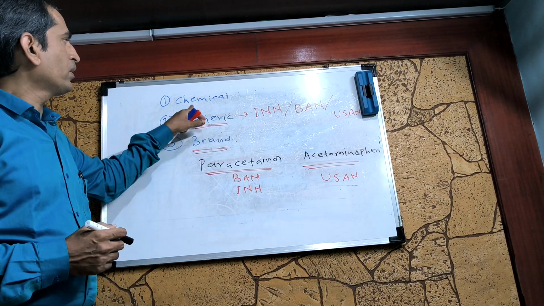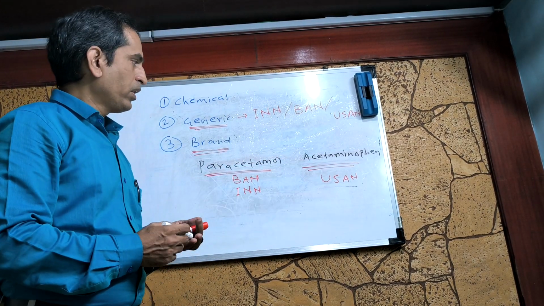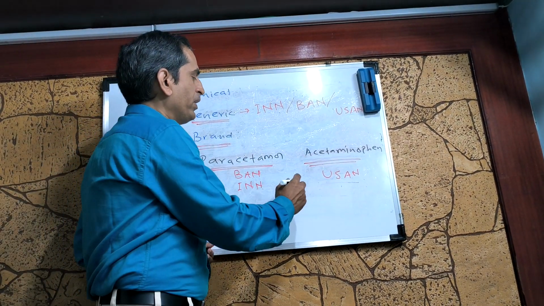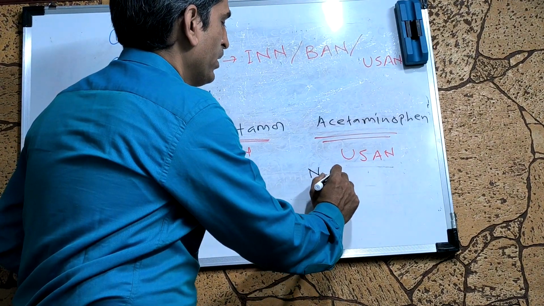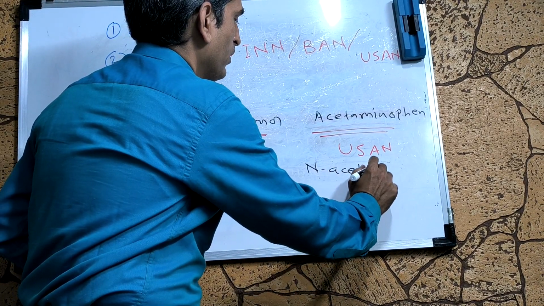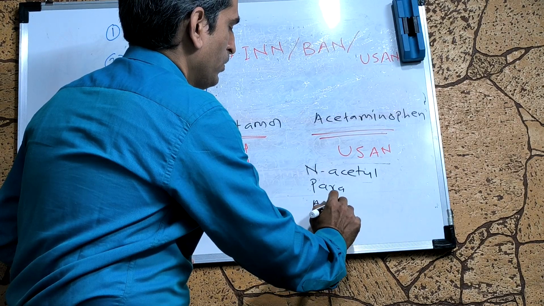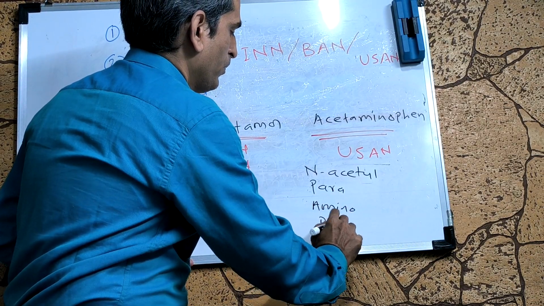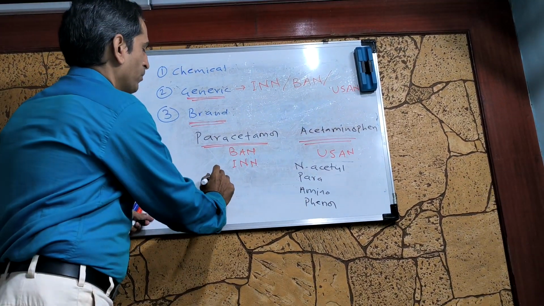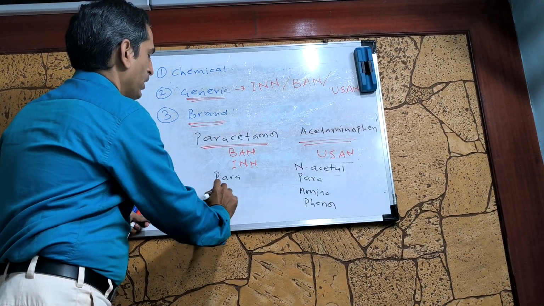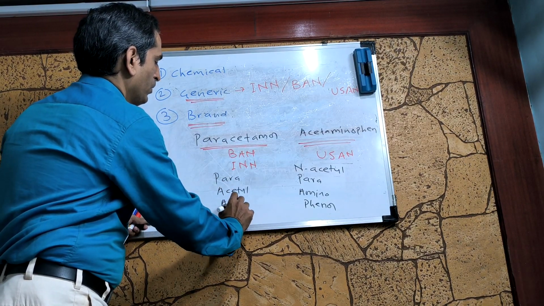Now let's discuss the chemical name of paracetamol or acetaminophen. It seems that the name acetaminophen is derived from the chemical name. Its chemical name is N-acetyl para aminophenol. This chemical is also known as para-acetyl aminophenol.